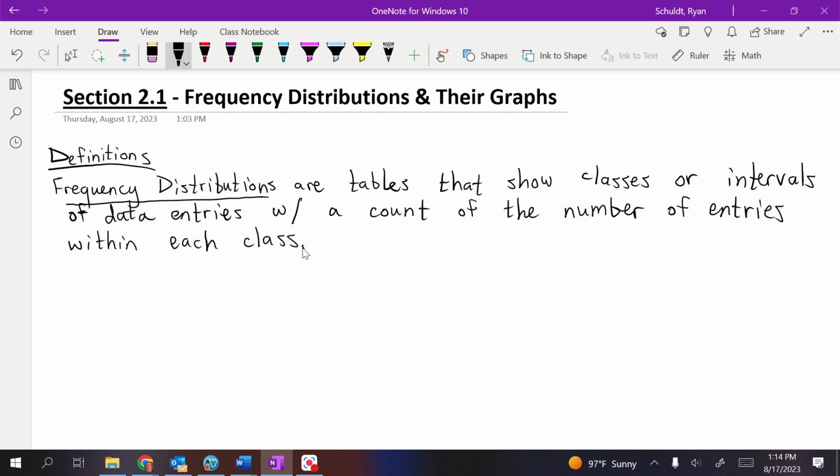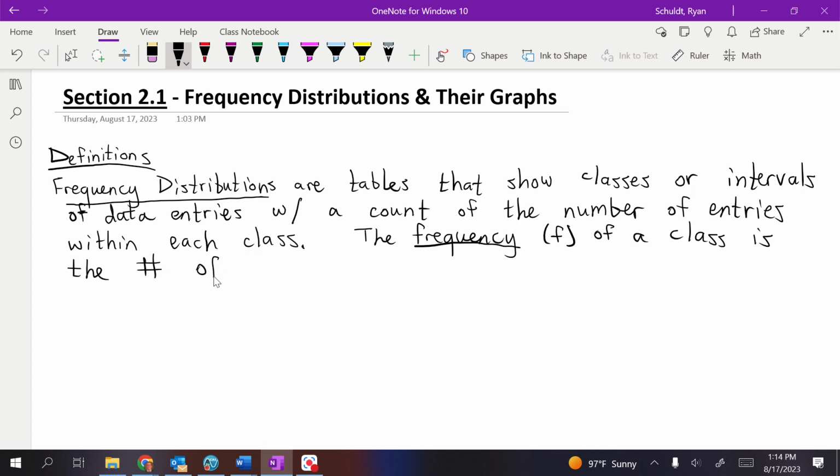The frequency, you may have already been able to gather this, which we use the letter F for, we just use the letter F for frequency, of a class is the number of entries in that class. Okay.